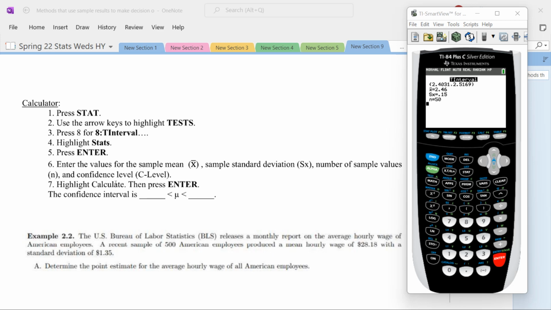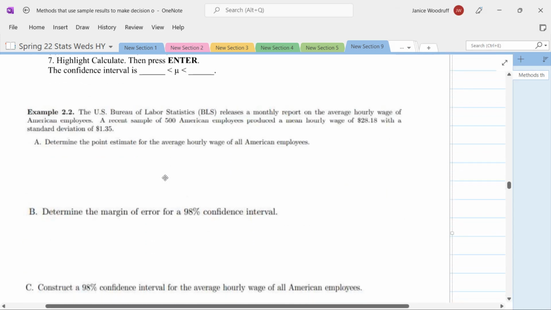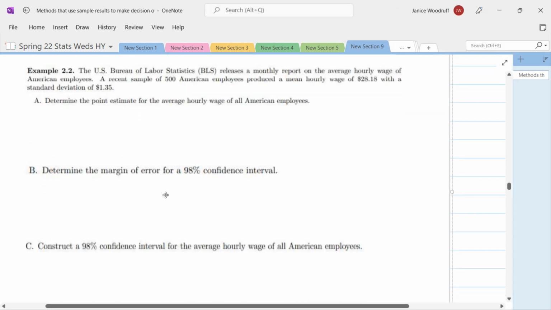All right, let's do another example. Okay, so the U.S. Bureau of Labor Statistics releases a monthly report on the average hourly wage of American employees. A recent sample of 500 American employees produced a mean hourly wage of $28.18 with a standard deviation of $1.35. How is the standard deviation given? Sample. Okay, so this is t.